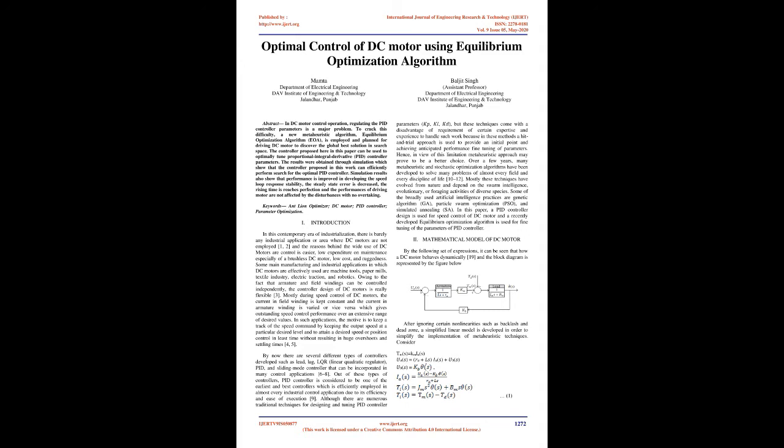By now there are several different types of controllers developed, such as lead, lag, LQR, linear quadratic regulator, PID, and sliding mode controller, that can be incorporated in many control applications. Out of these types of controllers, the PID controller is considered to be one of the earliest and best controllers, which is efficiently employed in almost every industrial control application due to its efficiency and ease of execution.